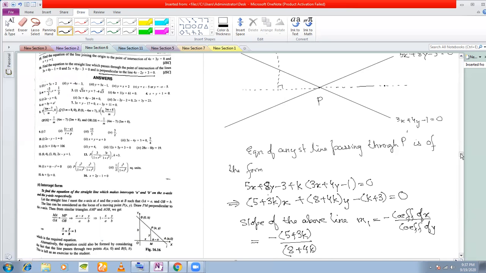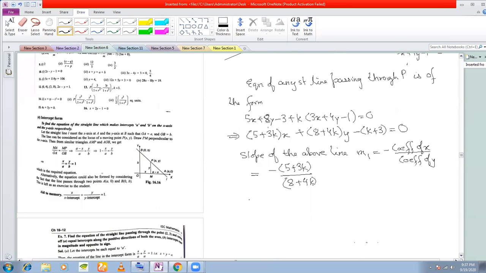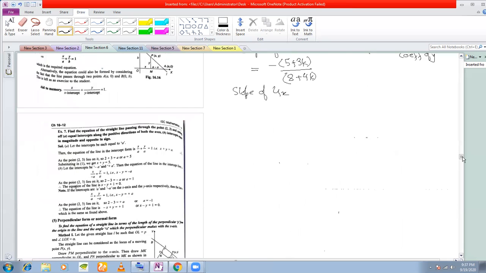Now, what is this line perpendicular to? This line is perpendicular to 4x minus 2y plus 3 equal to 0. What is the slope of this line? Let the slope of 4x minus 2y plus 3 equal to 0 be m2, which is again minus coefficient of x by coefficient of y. The coefficient of x here is 4, and the coefficient of y here is minus 2. So these two cancel, you simply get a 2.